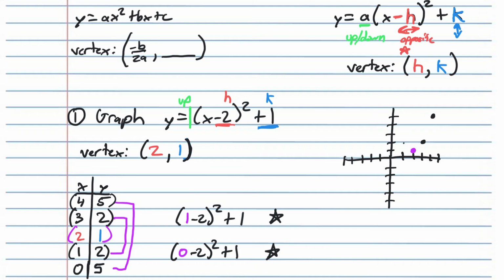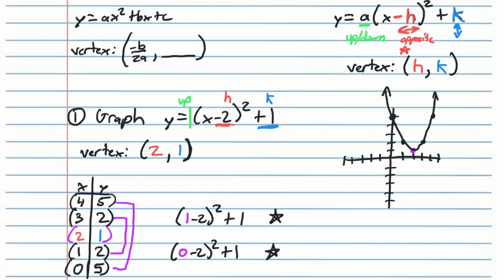So 1, 2 would be here. And then 0, 5 would be here. And we know what's our standard width, so it's not necessarily wide or narrow. So draw a U like so. Then you're done, okay? So again, the advantage of vertex form is it's showing you what the vertex is in the equation itself. No calculations involved, okay?